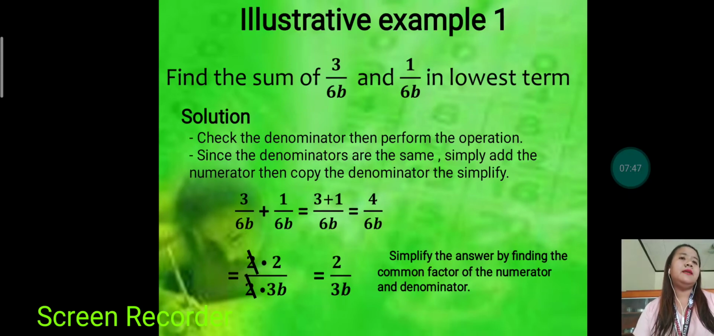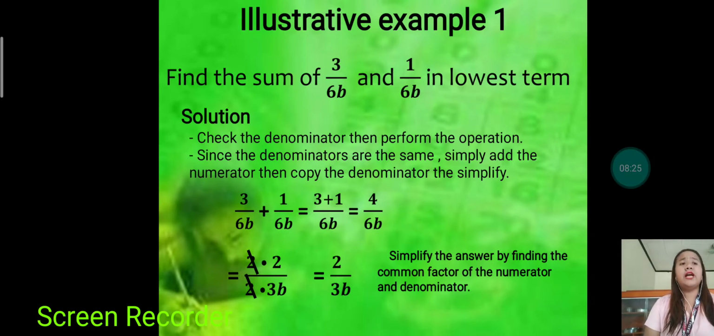So as you can see, 4 and 6b are both divisible by 2. Therefore, we're going to factor 4, which is 2 multiplied by 2, and then 6b, which is 2 multiplied by 3b. So the common factor is 2. So 2 and 2 will be cancelled, and then the remaining factor in the numerator is 2, and the remaining factor in the denominator is 3b. Therefore, the answer now is 2 over 3b.